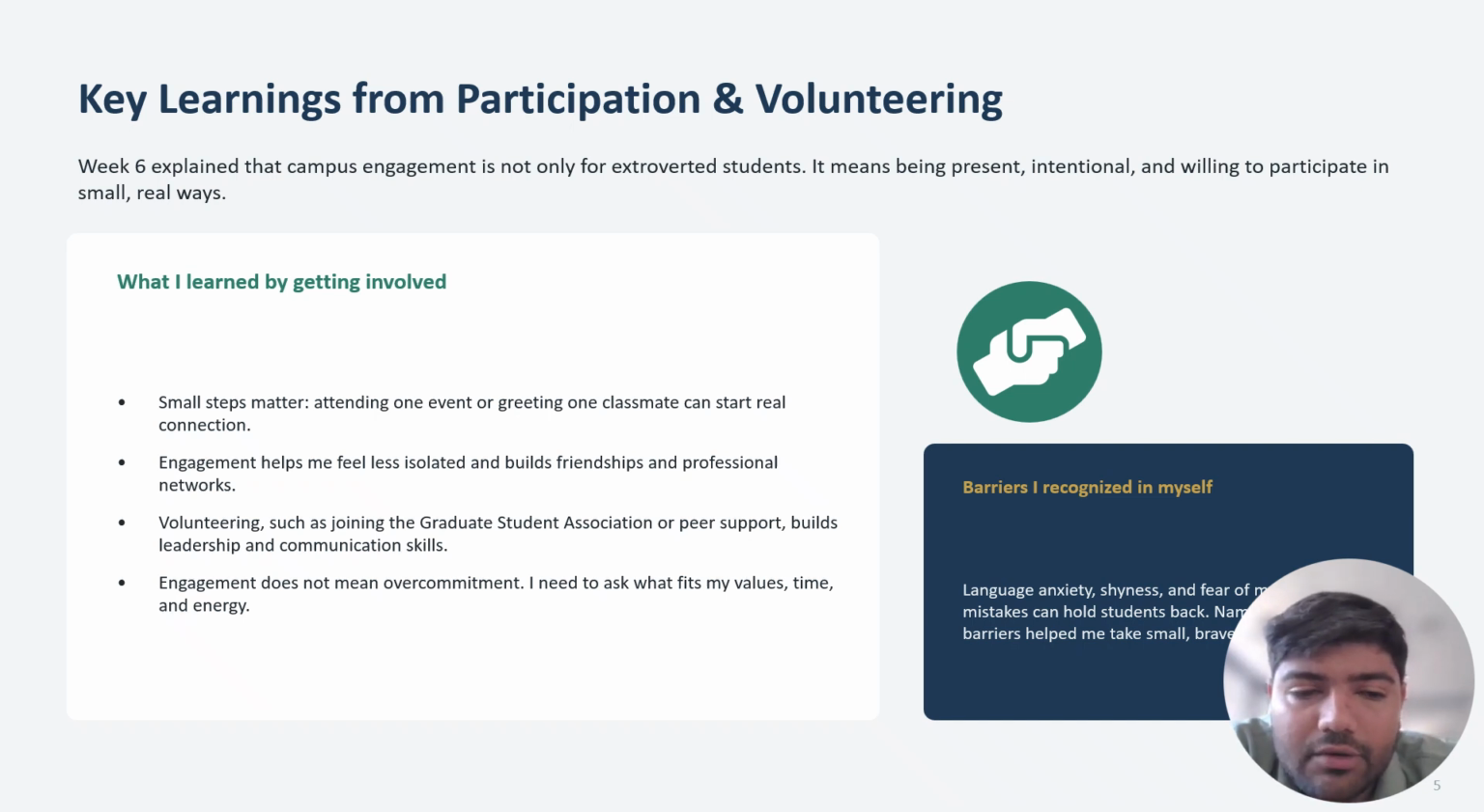Some social work we can do which is helpful for our life. Engagement does not mean overcommitment. I need to ask what fits my value, time, and energy. Barriers I recognized myself, like sometimes the language barrier, sometimes the science. Sometimes the barriers help me to make a small improvement in my life, that type of thing.